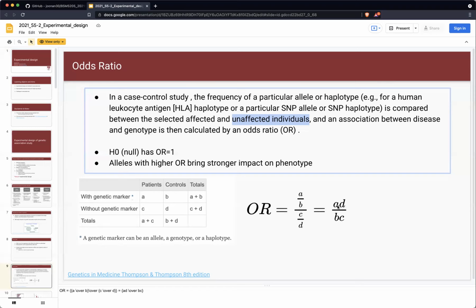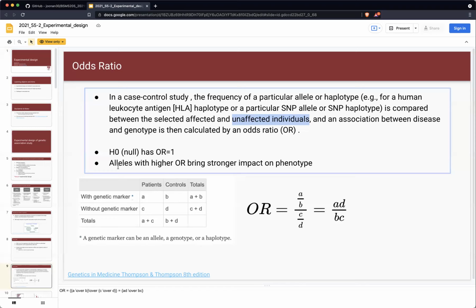Then these numbers can be calculated, how far this genetic marker is associated with these patients. In other words, associated with this disease, right? So your null hypothesis, H0, has odds ratio equal to 1, because all the numbers should be equal to 1, or at least the patients and controls should have the same ratio between them, right?